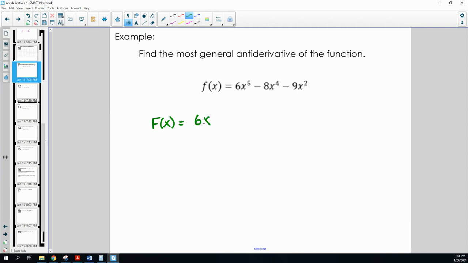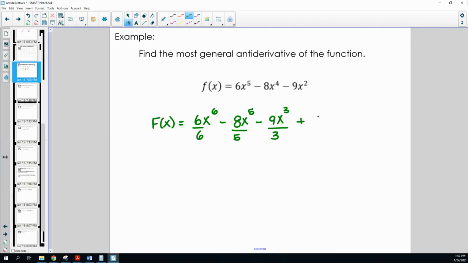So I have the 6x to the 5th. I'm going to increase the 5 by 1 to make it 6, and then I'm going to divide by 6. And then for the next one, I have negative 8x to the 4th. The 4 is going to increase by 1 to become 5, and then I'm going to divide by the new exponent, which is 5. And then I have negative 9x squared. I'm going to increase the exponent by 1, so that becomes 3, and then I'm going to divide by the new exponent of 3.